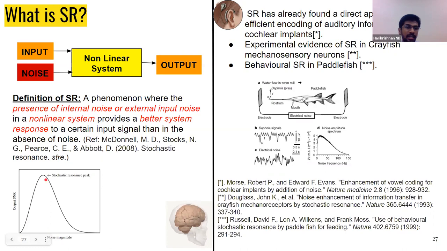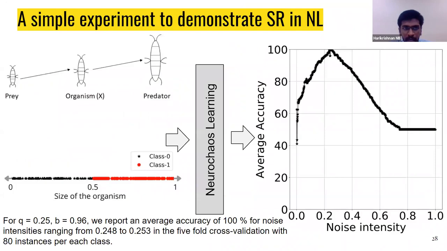SR has already been applied in efficient encoding of auditory information for cochlear implants. And there is experimental evidence of SR in crayfish mechanosensory neurons. Those neurons are highly noisy, and there also empirical evidence of SR has been found. Then there is behavioral stochastic resonance in paddlefish. In this experiment, there's a paddlefish, and Daphnia is its prey. The paddlefish has electrosensory receptors in its beak-like structure. When external electrical noise is added, the detectability of the prey becomes higher. You can find the references given. So SR is very counterintuitive, yet found in natural systems, in certain nonlinear systems. Now let us try and understand how SR happens in NL, neurochaos learning.